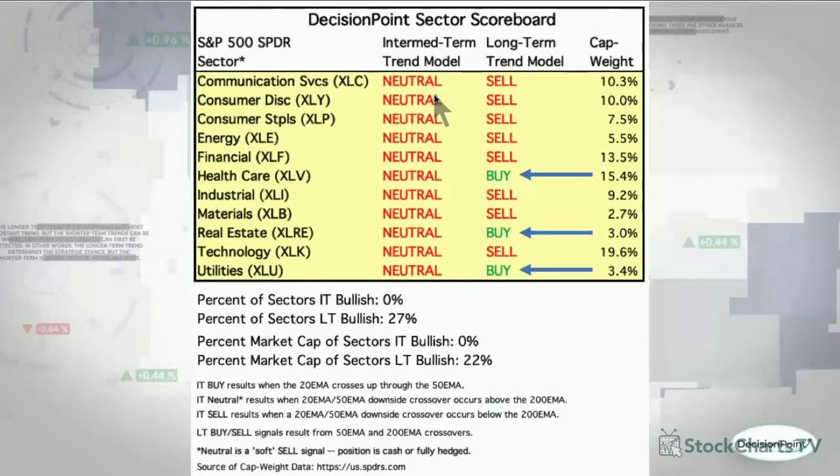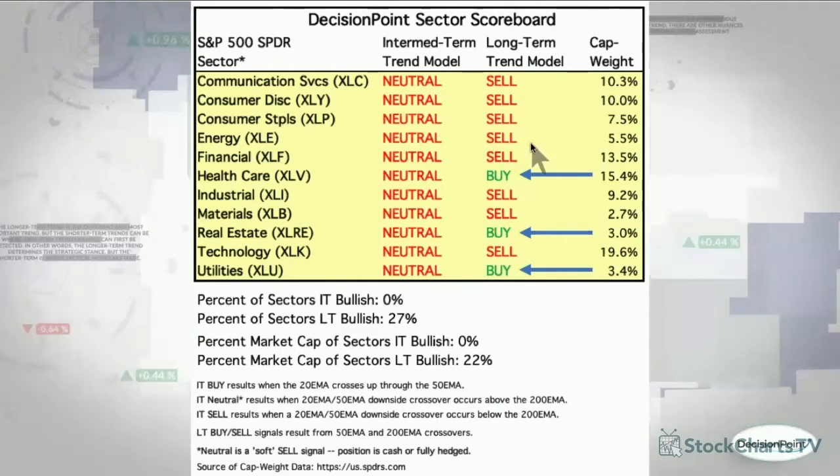And you get a neutral when that crossover occurs above the 200-day EMA. So if you've got a bull market situation, your 50 over the 200, you don't want to go necessarily into a full shorting sell signal. And so that's why we use the neutral in that case.